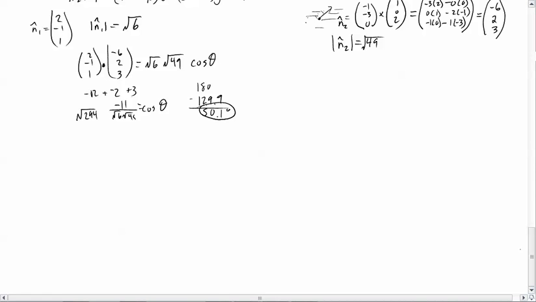Now, I just want to kind of wrap up. There's just two other ideas I want to talk about real quick. We've already talked about intersections of lines.